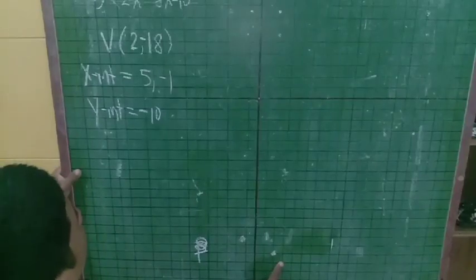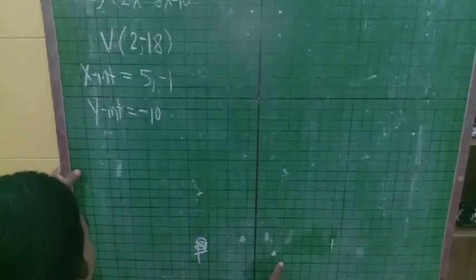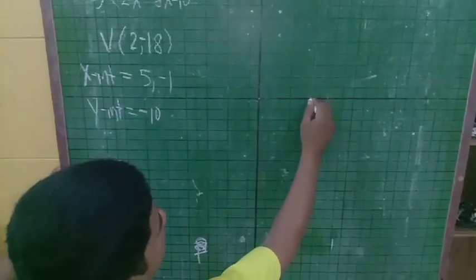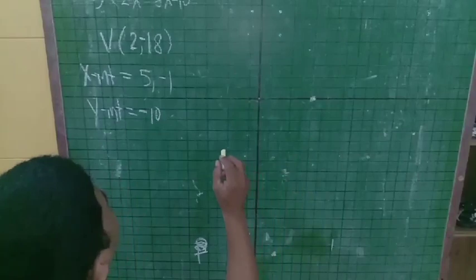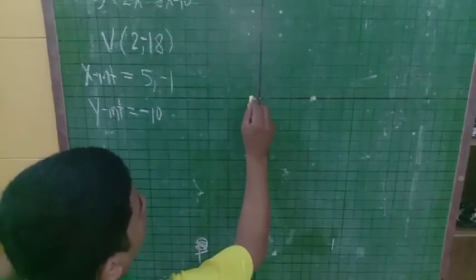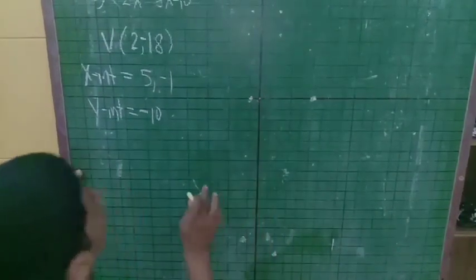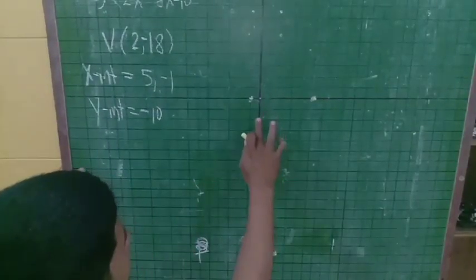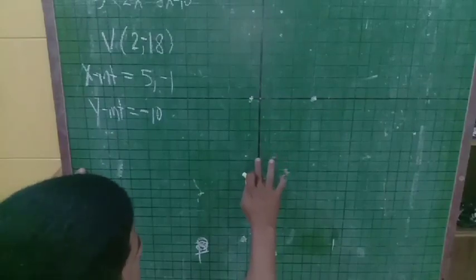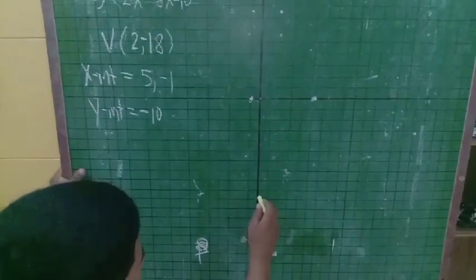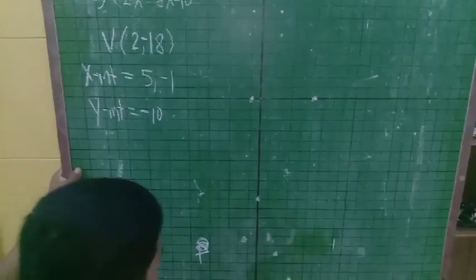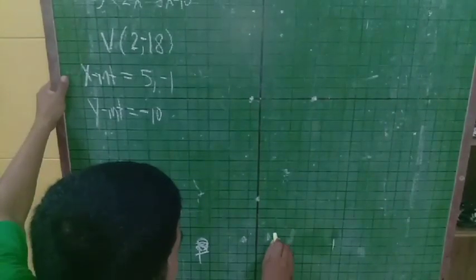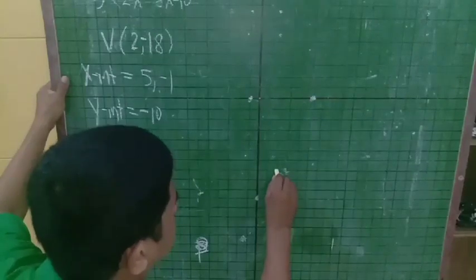Next, the X-intercept, which is 5. 1, 2, 3, 4, 5. X-intercept is negative 1. Okay, next is the y-intercept, that is negative 10. 1, 2, 3, 4, 5, 6, 7, 8, 9, 10. This is the y-intercept. And this is our axis of symmetry. This is the axis of symmetry.